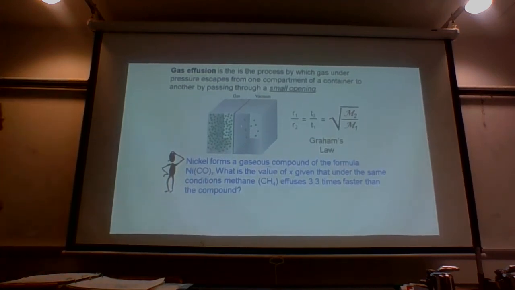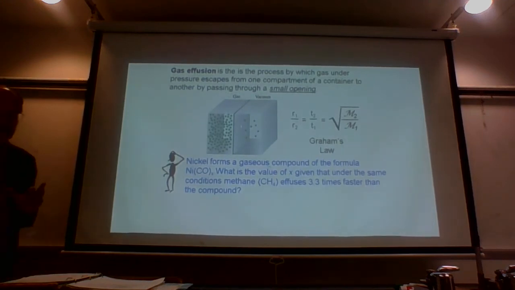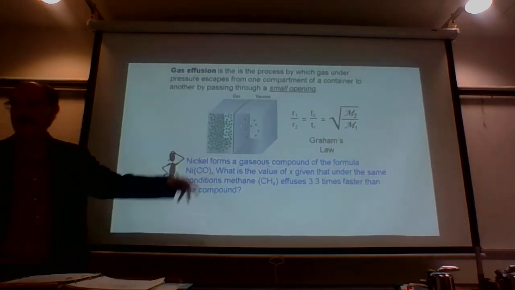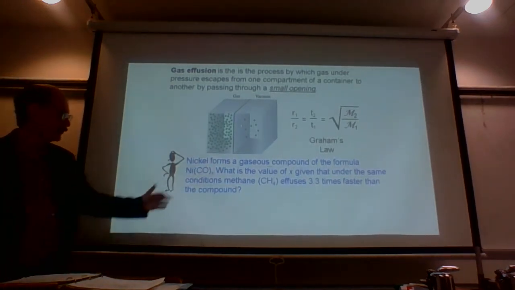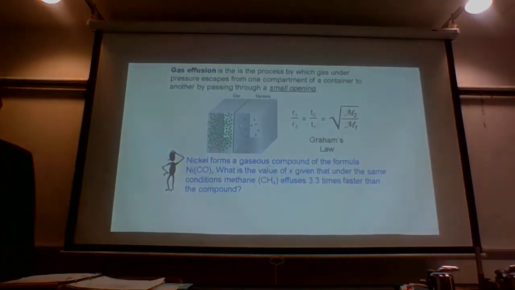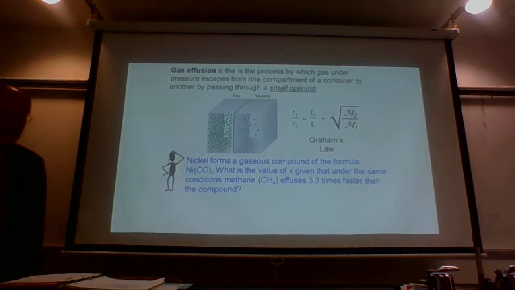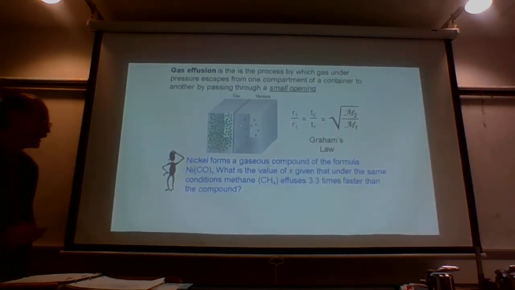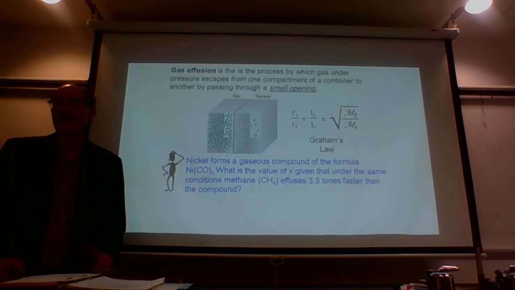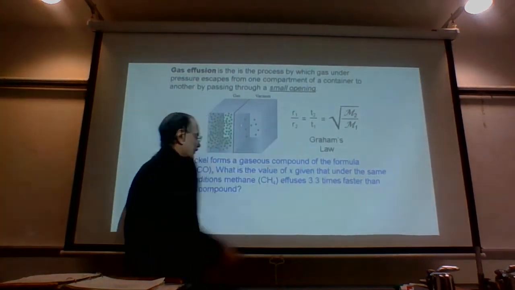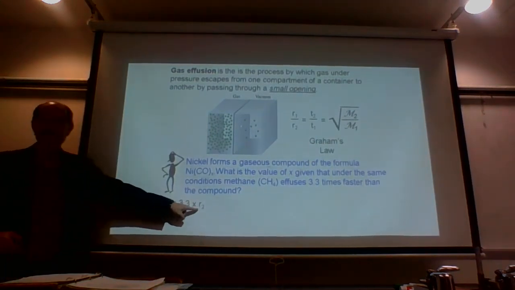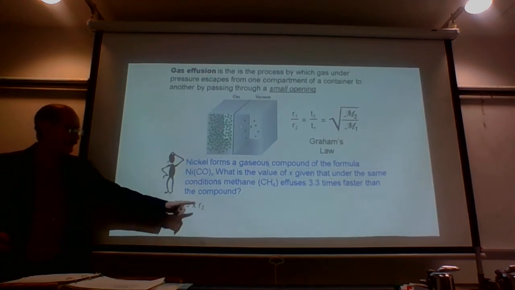Watch out. Okay, one of the things that I found sometimes is, how do you convert an expression in words into a math expression? So when I say that the rate of methane is 3.3 times faster than this compound, how do I make that into a math expression? Well, let's say that my unknown is compound number 2. I'm going to say that methane, compound 1, effuses 3.3 times faster than my unknown. All right? So that's what it means.